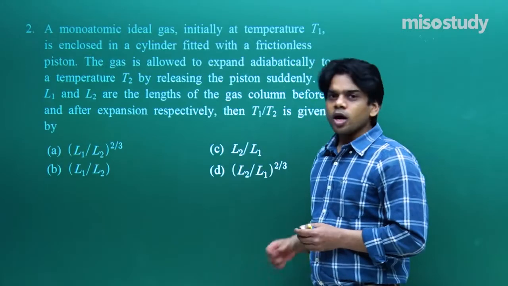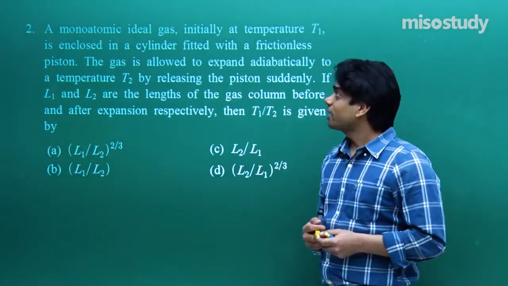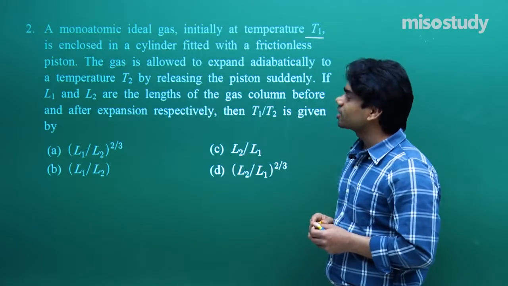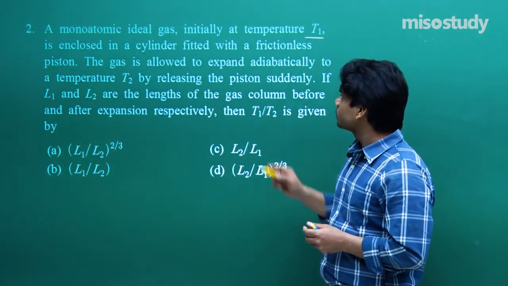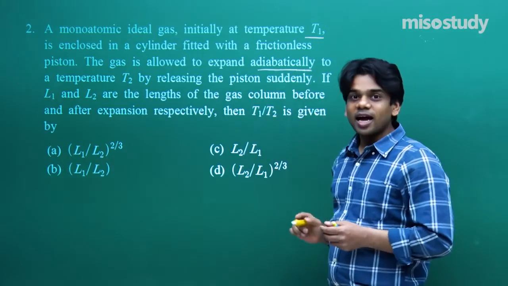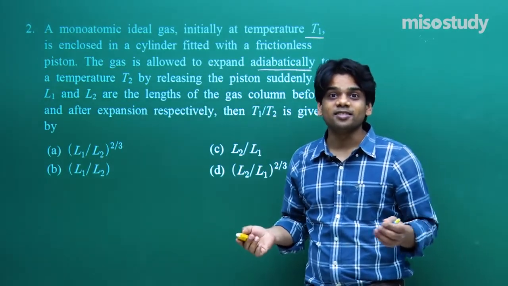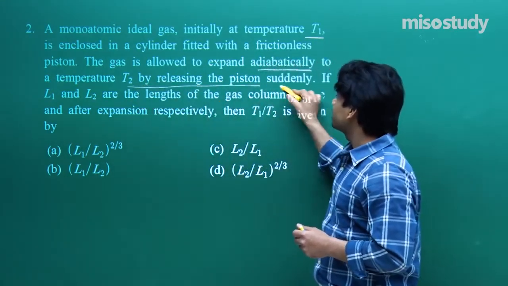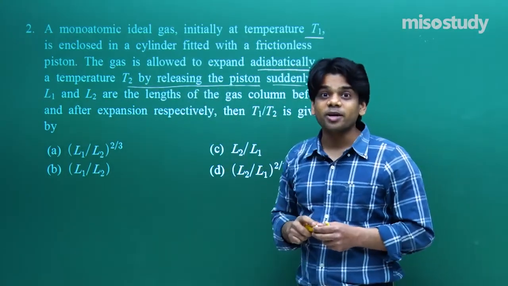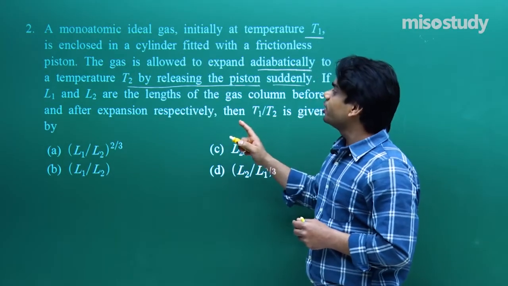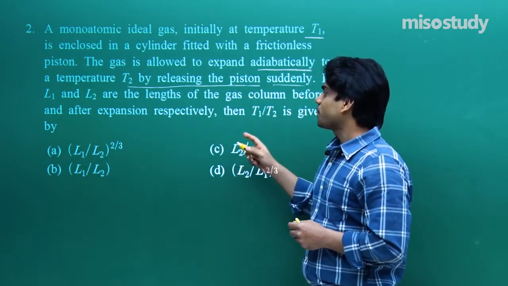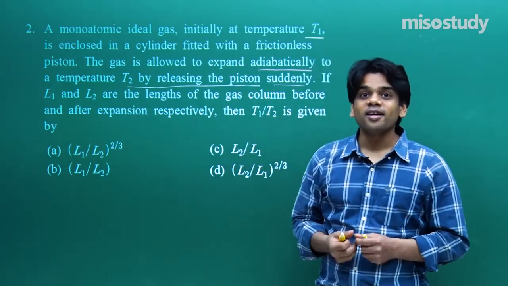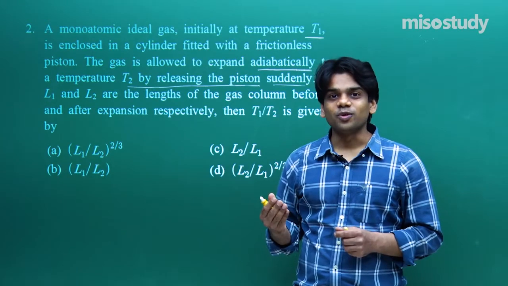Question number 2. A monoatomic ideal gas initially at temperature T1 is enclosed in a cylinder fitted with a frictionless piston. The gas is allowed to expand adiabatically, that means there is no heat exchange, to a temperature T2 by releasing the piston suddenly. It's an adiabatic process. If L1 and L2 are the lengths of the gas column before and after expansion respectively, then T1 by T2 is given by. We need to compare T1 by T2, and volume is what has been given to us.